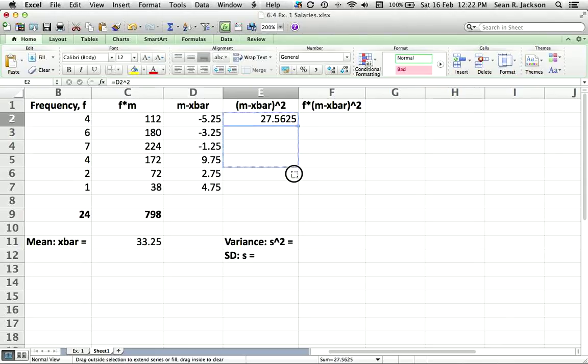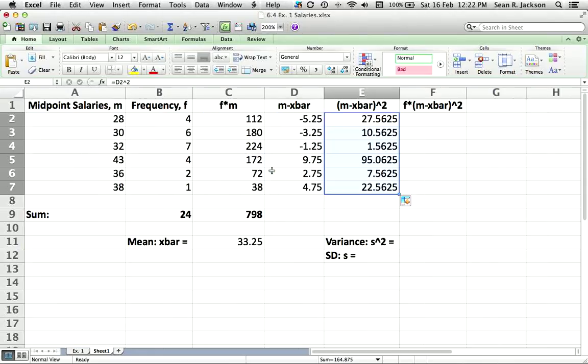This is a really quick process. As long as you know what to type in, then it's actually really fast. Now, we go over one more column. And we should note that you don't have to memorize M minus X bar, M minus X bar squared, M minus X bar squared times frequency. You don't have to memorize this. You just have to look at the formula, right? Because the formula is right there. It tells you what you need to do.